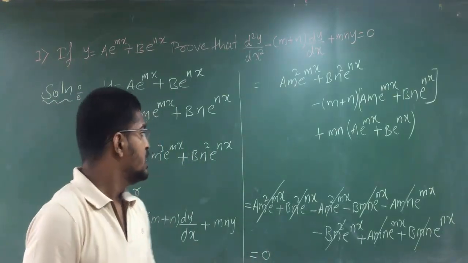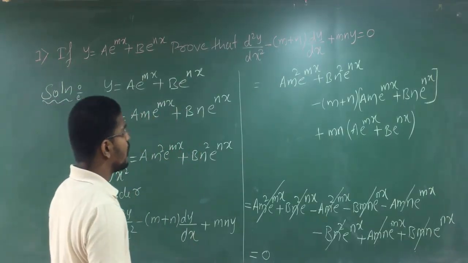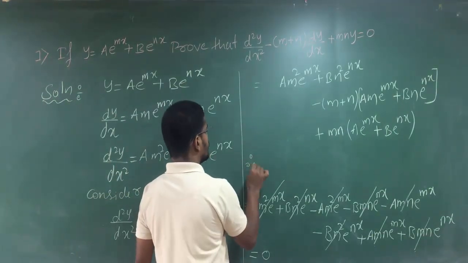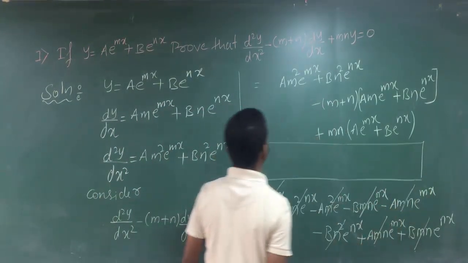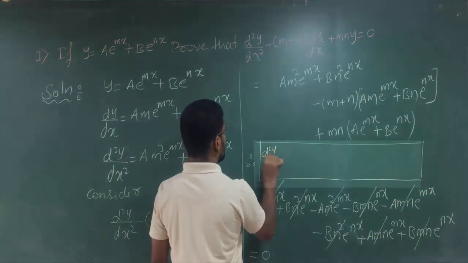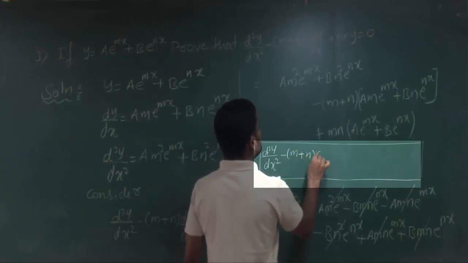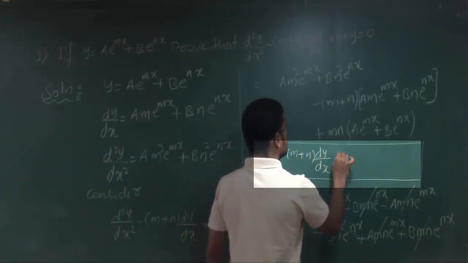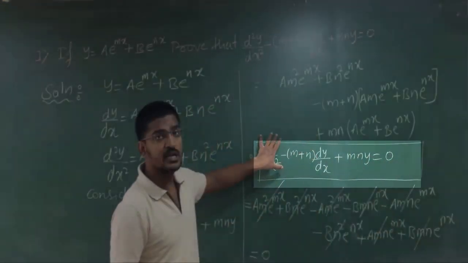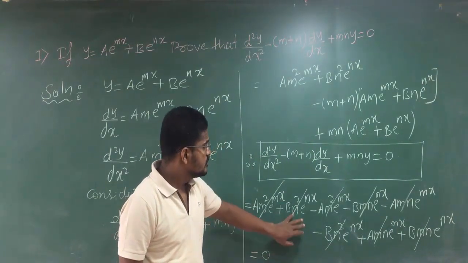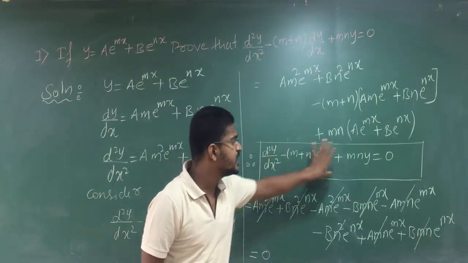Clear students? Your answer will be equal to 0. That means, therefore, you have to write: therefore d square y by dx square minus of m plus n dy by dx plus mny equal to 0. This is your answer. Here there is no place to write, so after this 0, you put therefore and you write your solution.